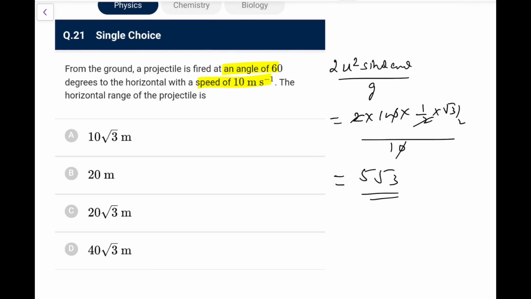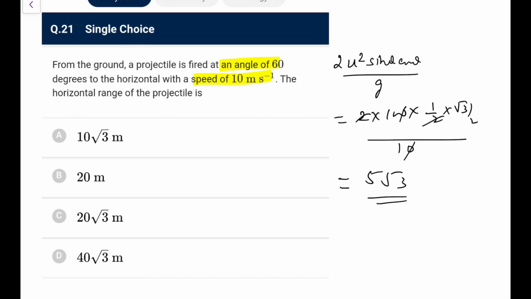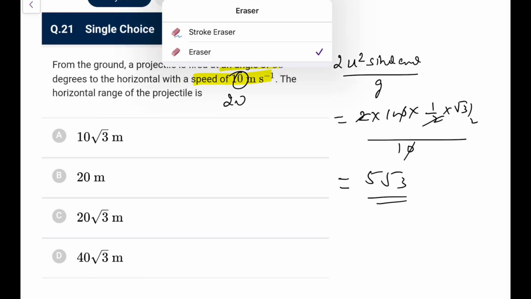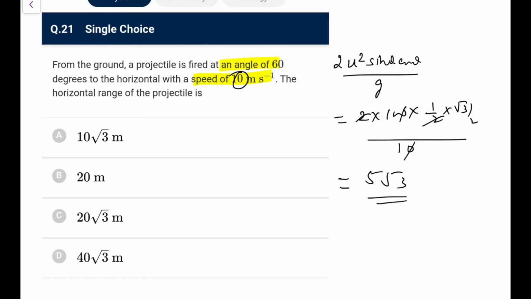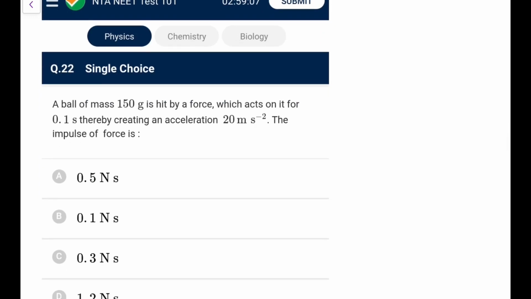If I am doing it right, it comes out as 5 root 3. None of the options is coming, and I have seen their solution. They have taken this as 20. So if you take it as 20, it will become 4 times and 20 root 3 will come, but I won't do this. As per the given options, I will say this is again a bonus. Already the paper is not that easy, and on top of that you have these errors also.